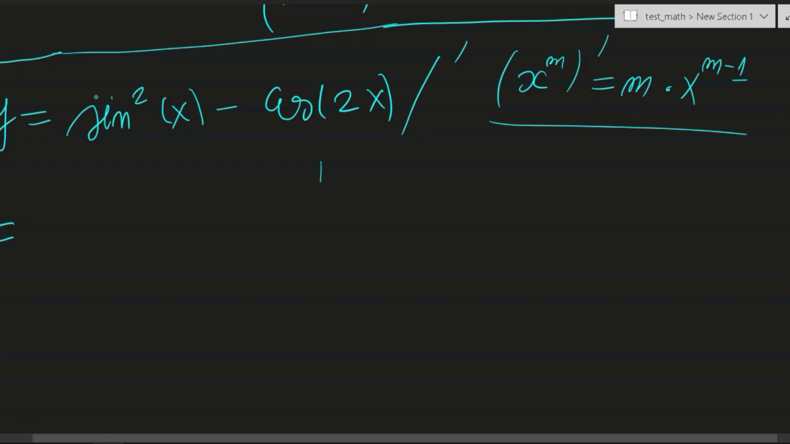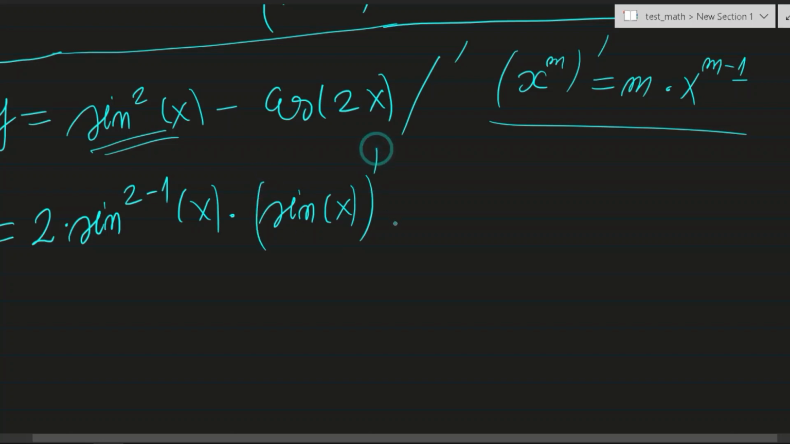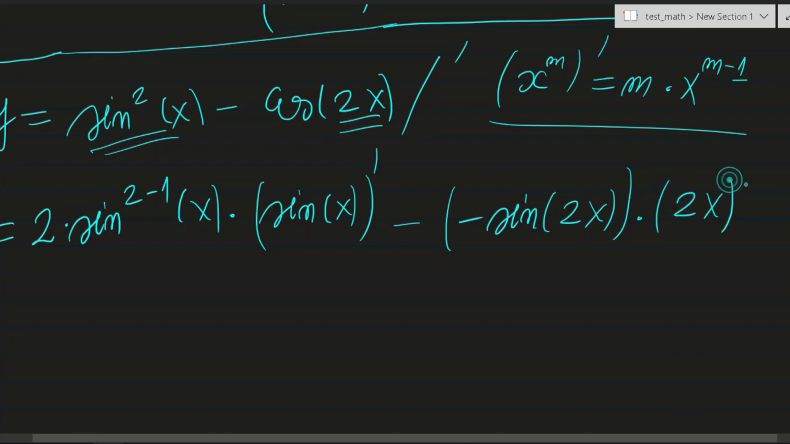We are going here. We must use the chain rule. 2 sine x, and just a second, here we have the 2 sine x, the derivative of this function. This is the outside function, multiplied by the derivative of sine x, minus the derivative of cosine, which is minus sine 2x, the derivative of this inside expression, 2x derivative.